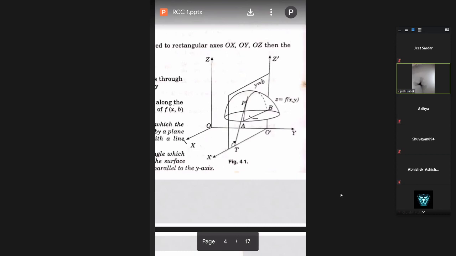You don't know what the interpretation is. That should not be there. So that is why I drew this diagram from a rare book. That is the meaning of del z del x.